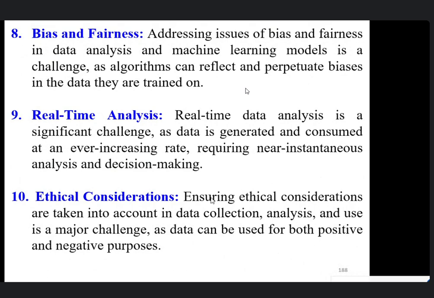The last one is ethical consideration. Ensuring ethical considerations are taken into account in data collection, analysis, and use is a major challenge, and the data can be used for both positive and negative purposes. So before taking any data, we need to take permission, and we need to follow the rules and regulations from the government of India. If you want to collect Aadhaar card data, you need to have ethical consideration. That is the reason.